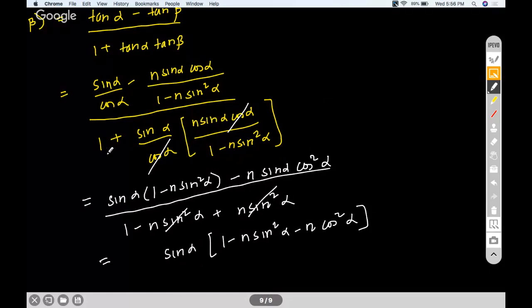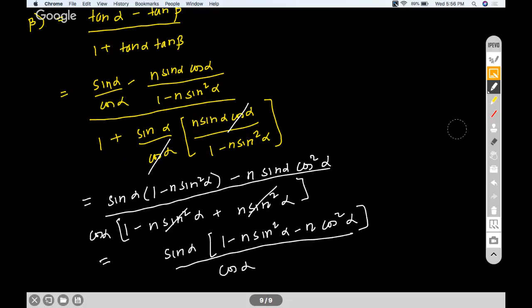Okay. And by the way, we'll have in the denominator one cos alpha coming up. So this I missed out. Yeah. So this will be cos alpha, because here we cancel out a cos alpha. So these two terms are gone. Right.